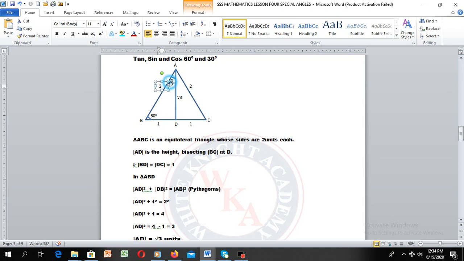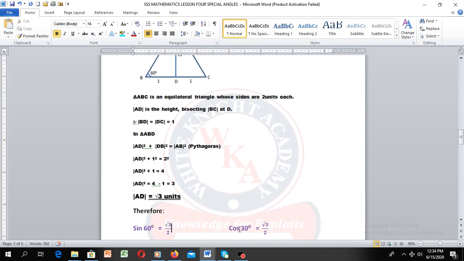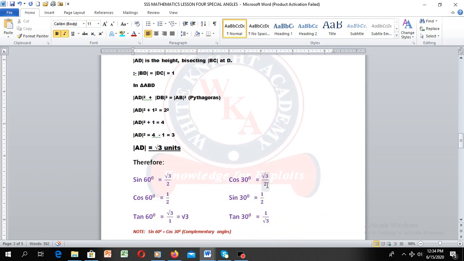Then sin 30, sin is opposite over hypotenuse. So sin 30 degrees is equal to opposite, this will be our opposite this time around, over hypotenuse, 1 over 2. And lastly, tan 30 degrees, tan is opposite over adjacent, so tan 30 is opposite 1 over adjacent root 3. That's 1 over root 3. So you can see that cos 30 degrees is root 3 over 2, sin 30 degrees is 1 over 2, and tan 30 degrees is 1 over root 3.